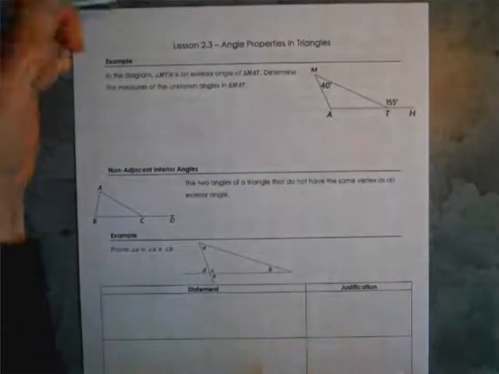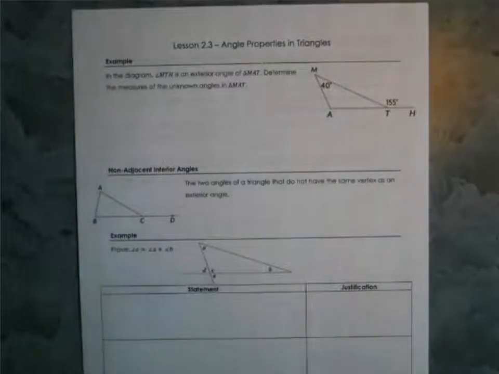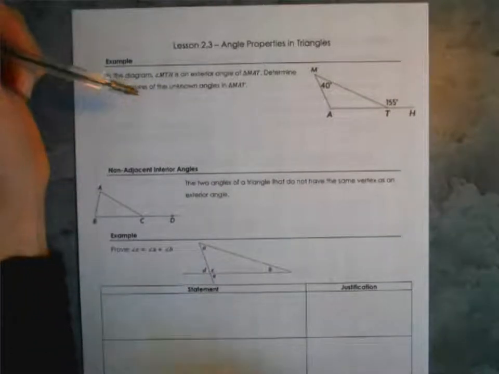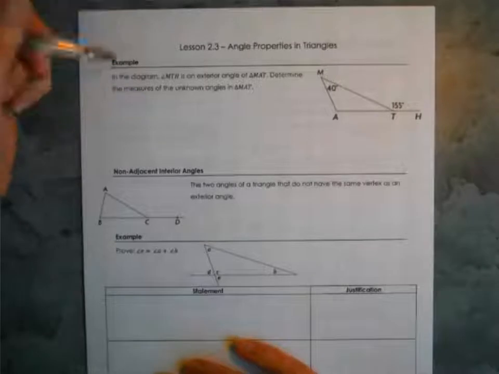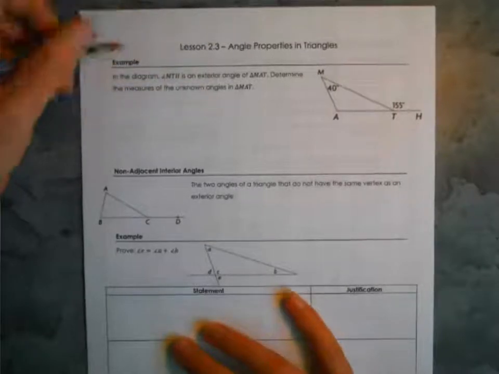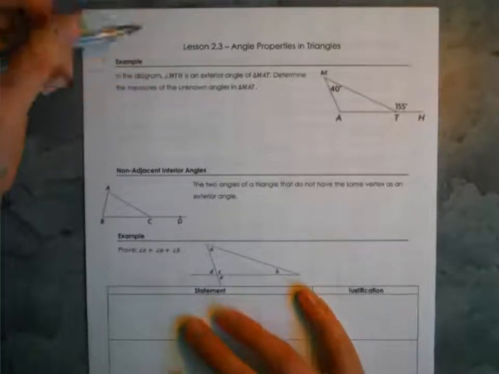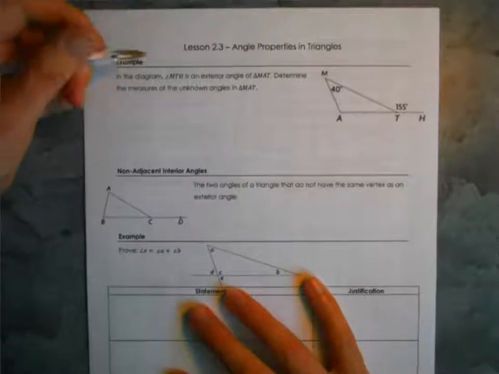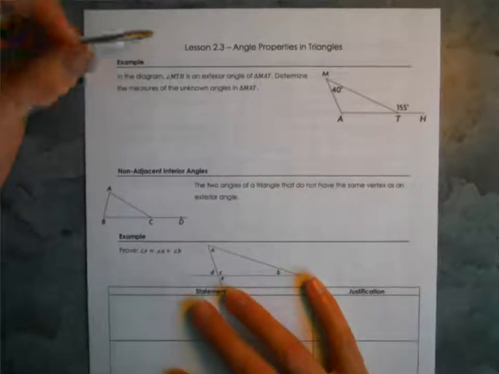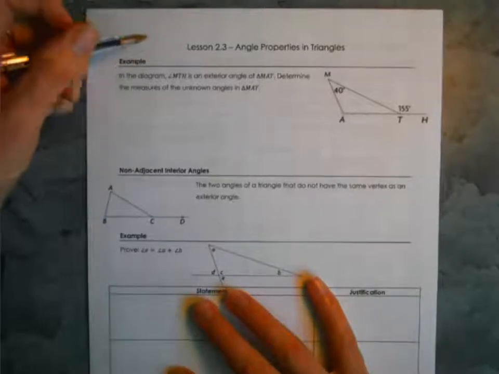All right, hi guys. Today we're looking at angle properties in triangles. So the last couple of lessons we've been looking at different justifications that we have for finding the measurements of angles in certain situations, mostly with transversals and parallel lines. And today we're going to take that a step further by starting to look at how those properties apply to different types of polygons. So we're going to start out with triangles, and then we're going to move into some other types of shapes.